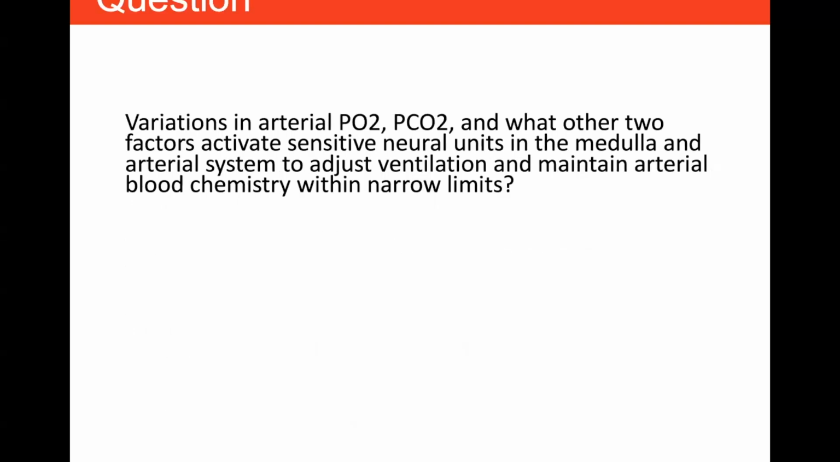All right, variations in arterial O2, CO2, and what two other factors activate neural units in the brainstem and arterial system to adjust ventilation and maintain blood chemistry within very narrow limits, maintain that pH? And this is what? So it's the O2, it's the CO2, it's the pH, and it's the temperature. And hopefully that makes sense by now.